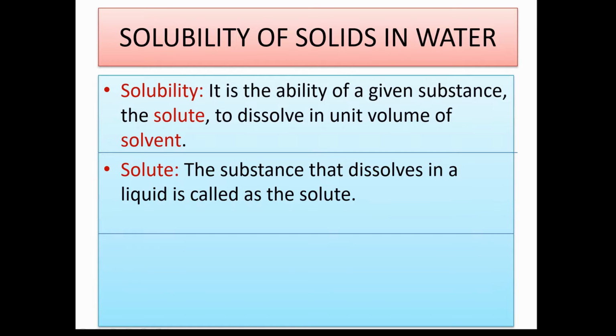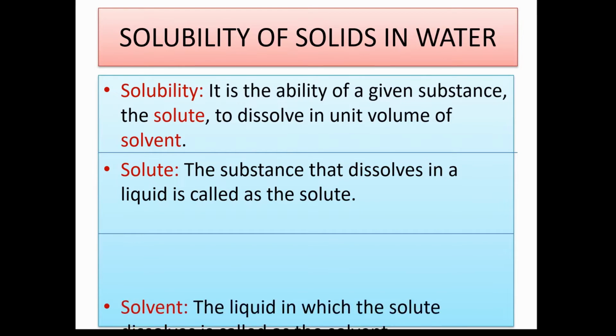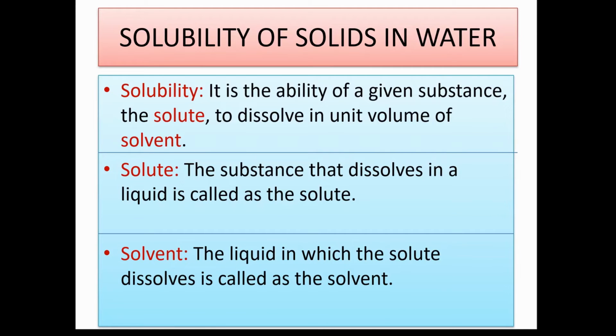I'll give you an example. If you mix salt in water, what is salt? Salt is the substance that you are mixing in water or dissolving in water. So that substance that dissolves in a liquid is called the solute. When I gave you the example of salt and water, salt is the solute. So what is the solvent? You mixed salt and water. Salt was the solute and the liquid in which the solute dissolves is called the solvent. So what was water? Water was the solvent.